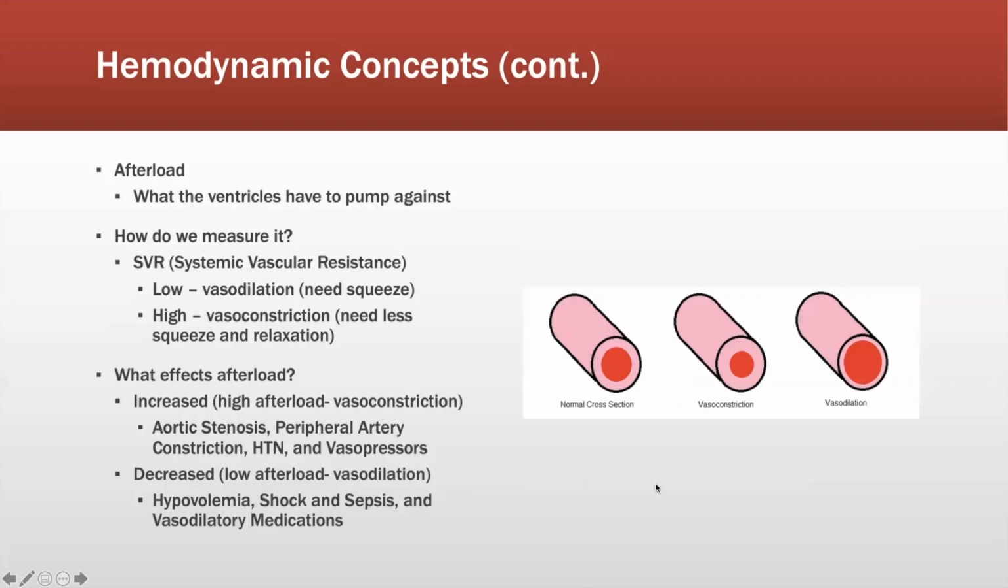So that's SVR. And so what are things that affect our afterload or this resistance within our vessels? We want to think about the first thing that our heart has to pump against, right? So this is our aorta. So for increased afterload, when our numbers are too high or when our vessels are too constricted: aortic stenosis, peripheral artery constriction, hypertension, and vasopressors.